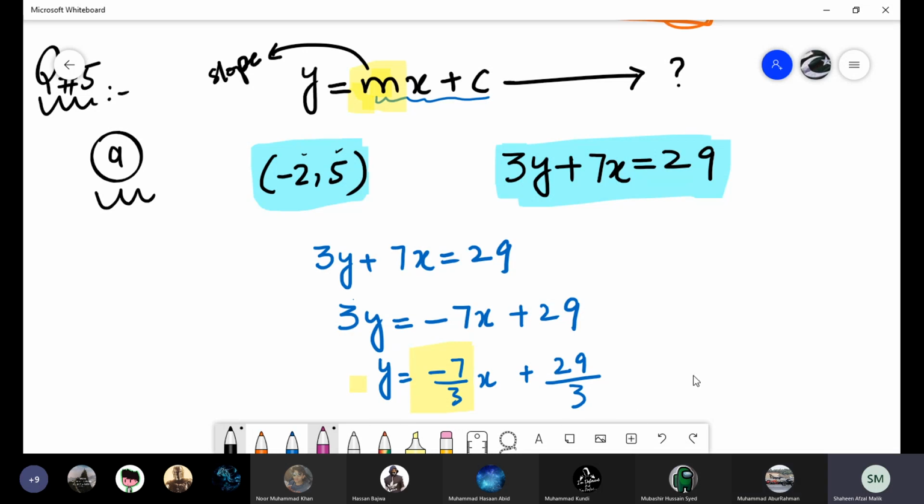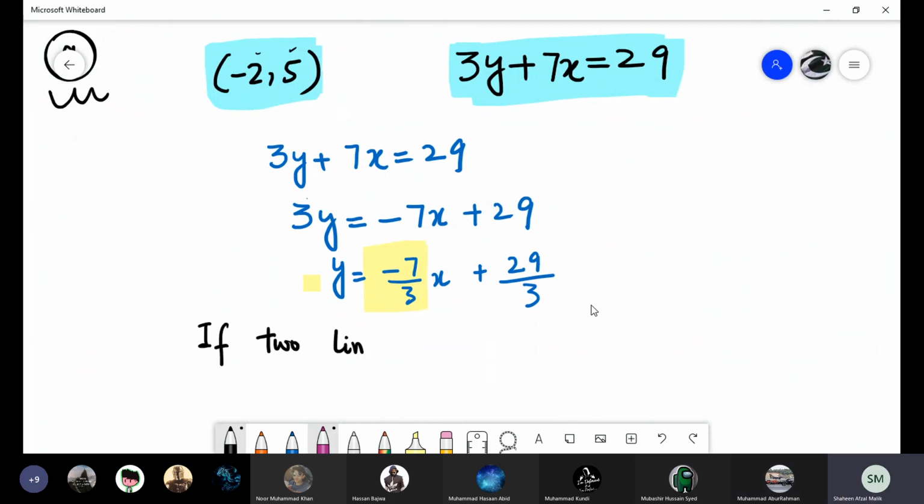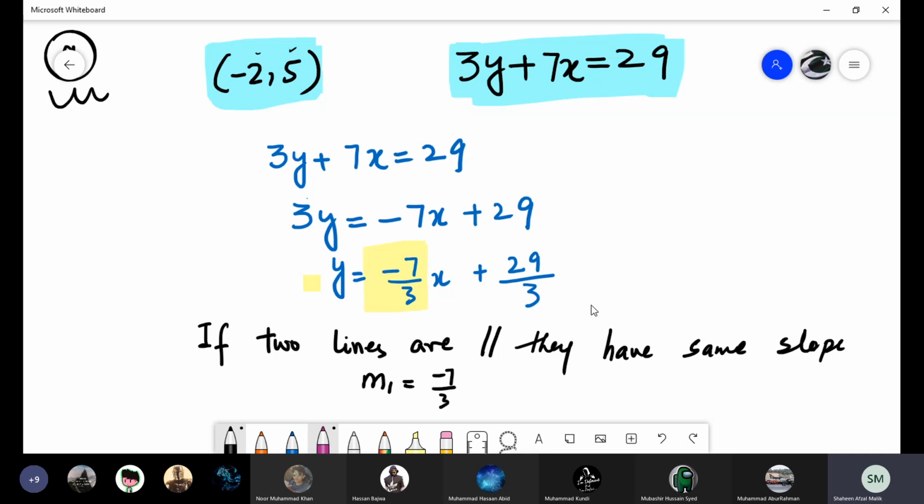So what we have to write after this is, if two lines are parallel, I draw two lines for the parallel sign, they have the same slope or gradient. So if m1 is minus 7 by 3, what should m2 be? Minus 7 by 3.